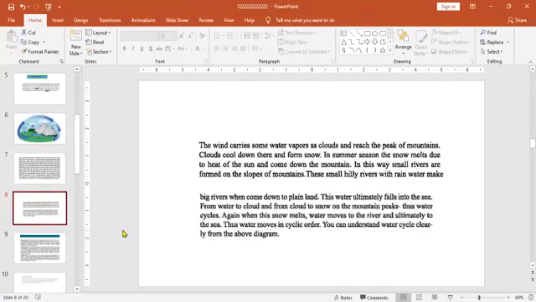The small hilly rivers with rain water make big rivers when they come down to the plain land. This water ultimately falls into the sea, from water to cloud and from cloud to snow on the mountain peaks. That's water cycle. Okay. Again, this snow melts, water moves to the river, ultimately to the sea. This is the kind of water cycle. Thus, water moves in a cyclic order. This is called water cycle.